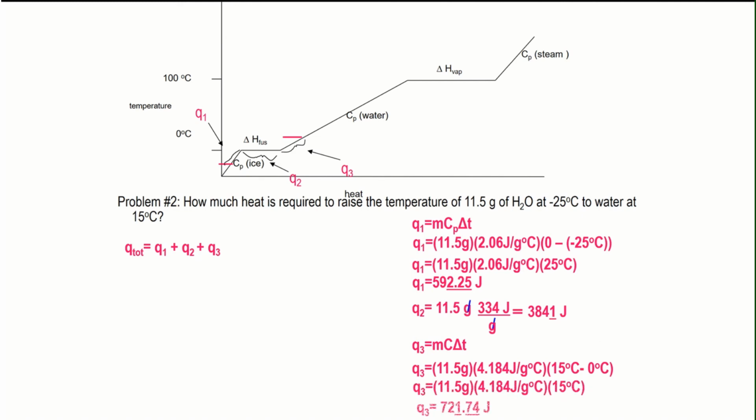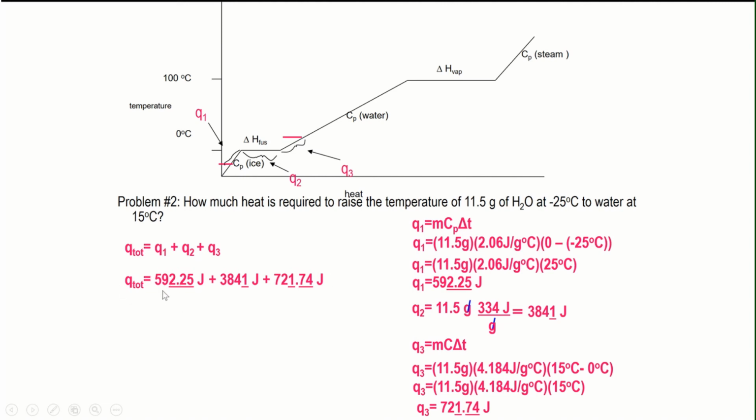So we crunch the numbers. We get a Q3 of 721.74 joules to heat the water 15 degrees Celsius. Again, I've done a good job taking care of my digits. I throw out my numbers. I know this is an addition problem.